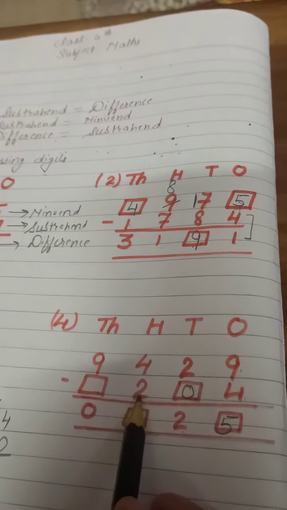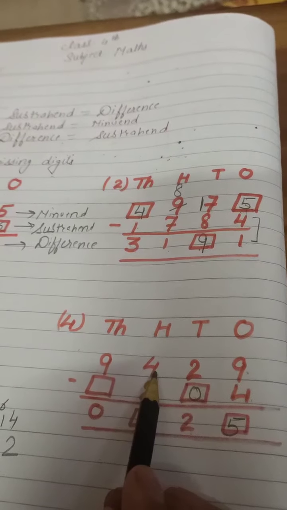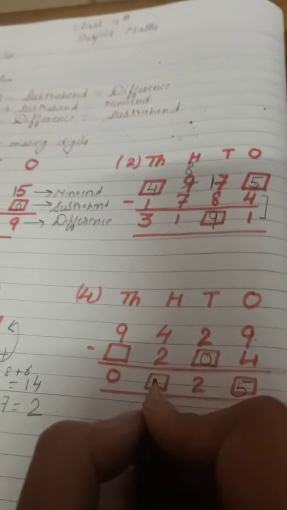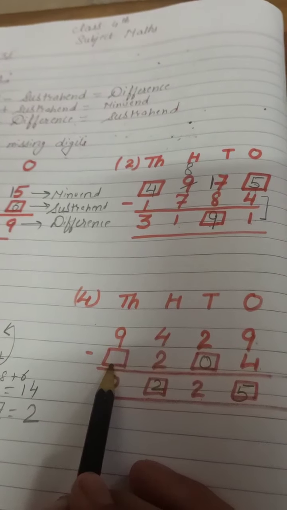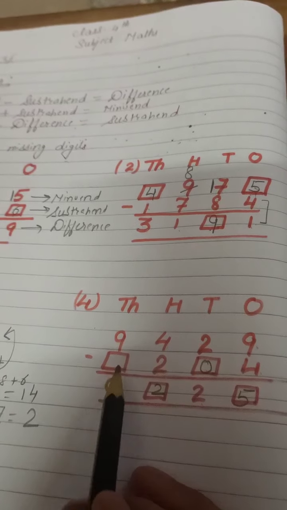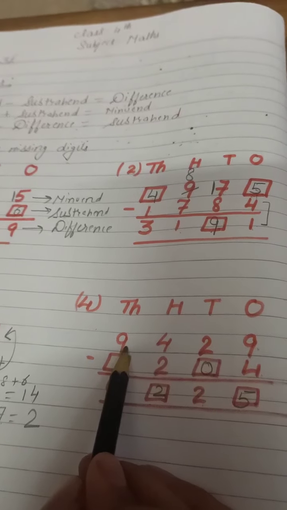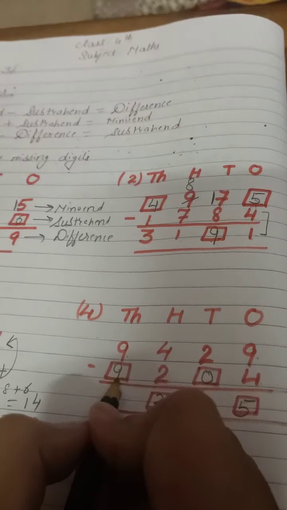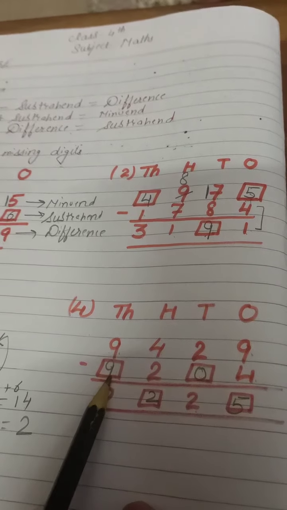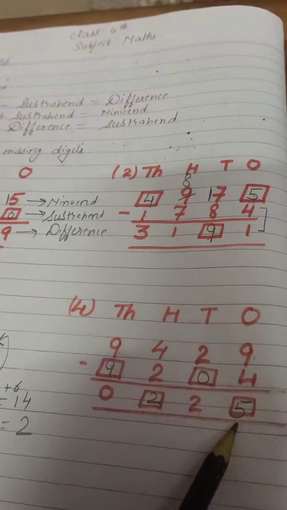Now here we have to find, yes, difference. So we will subtract this 2 from 4. Okay, 4 minus 2, yes, 2. Okay, here we have to find subtrahend. So we will subtract this 0 from 9. Okay, 9 minus 0, yes, 9. So the missing digits are 9, 2, 0, 5.